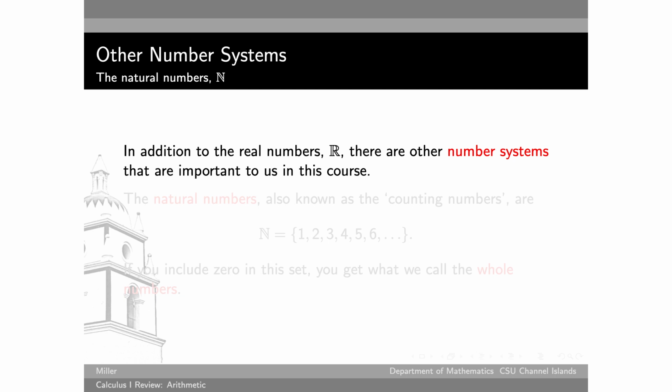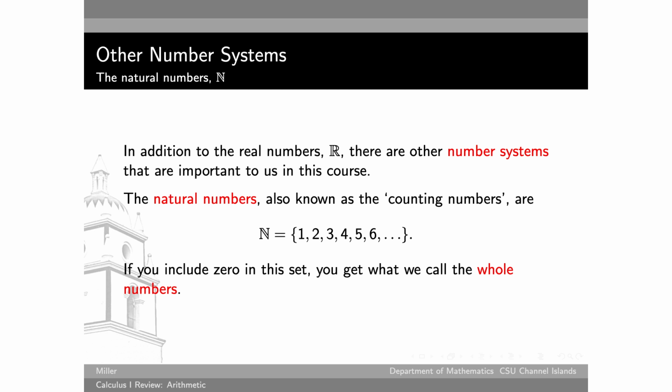There are other number systems. We'll start with the natural numbers. The natural numbers, also known as the counting numbers, are the set of numbers starting with 1 and then 2, 3, 4, 5, 6, and so on. If you include 0 in the set, you get a set that we call the whole numbers. So it's a different set from the natural numbers.